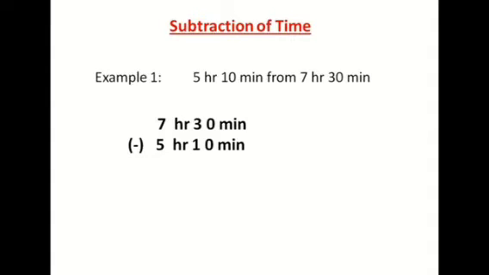How have we done our addition? We have added minutes to minutes, then hours to hours. Here also we will subtract minutes from minutes, then hours from hours. So first we will go for 30 minutes minus 10 minutes. So that gives you how much? 20 minutes. Here 7 hours minus 5 hours gives you 2 hours. So we can write 2 hours 20 minutes.